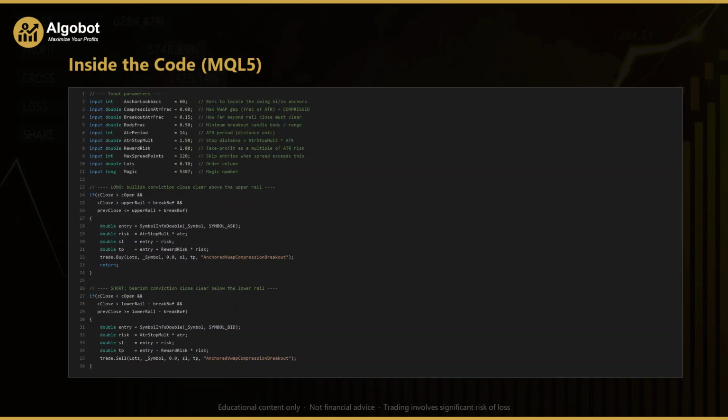Body frac demands a candle body of at least half its range. Then we have the ATR period, the ATR stop multiple of 1.5, the reward risk of 1.8, a spread filter, the lot size, and the magic number. Below the inputs are the two signal blocks. Look at the long block first. It checks three things joined together.